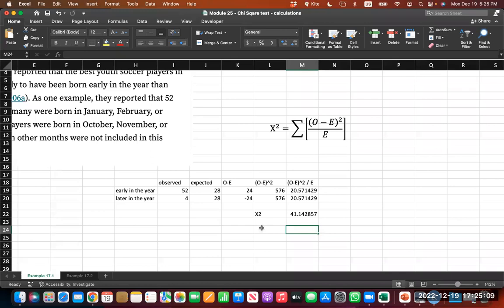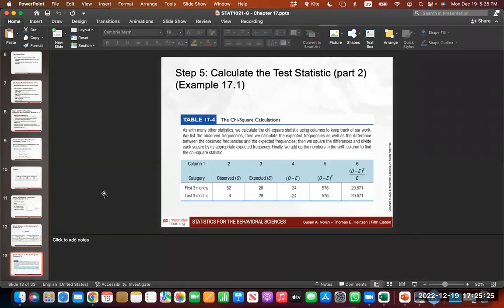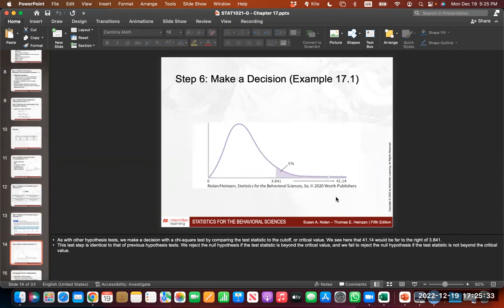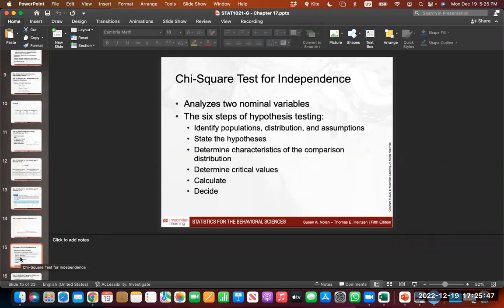And we have a critical value of 3.841, which is significantly exceeded by 41, right? So that's the simplest of all examples. We're building exactly these calculations that Nolan and Heinzen show here. They dramatically exceed our critical value. That's the simplest of all examples you could think of. But I don't want to spend too much time on that because we're getting to another one.